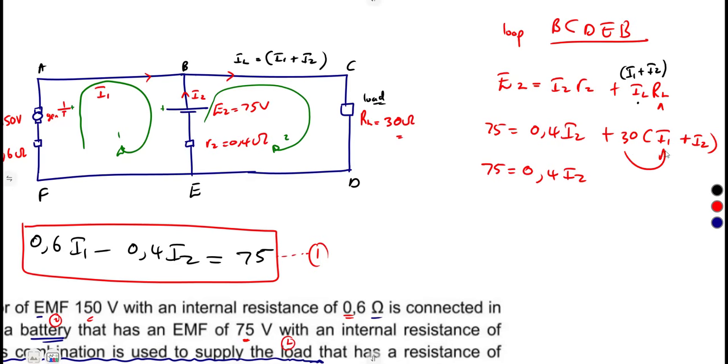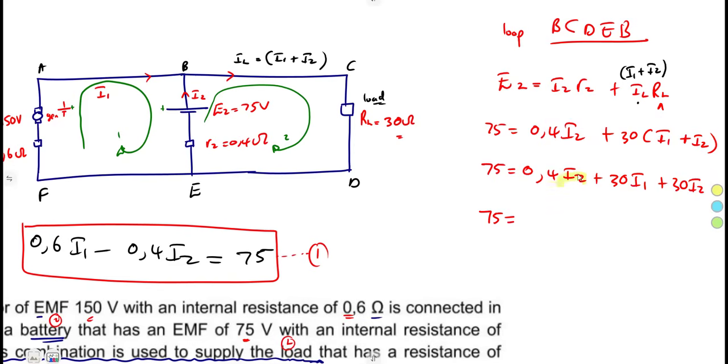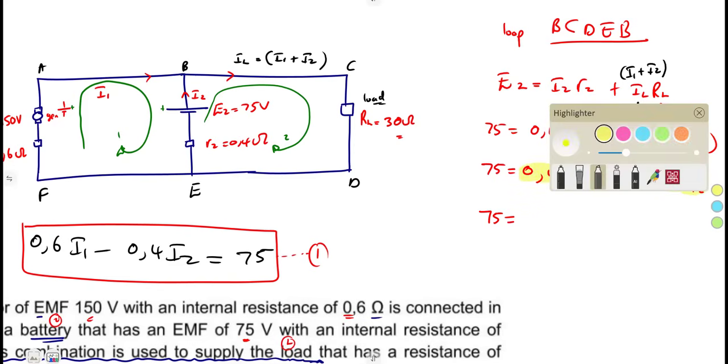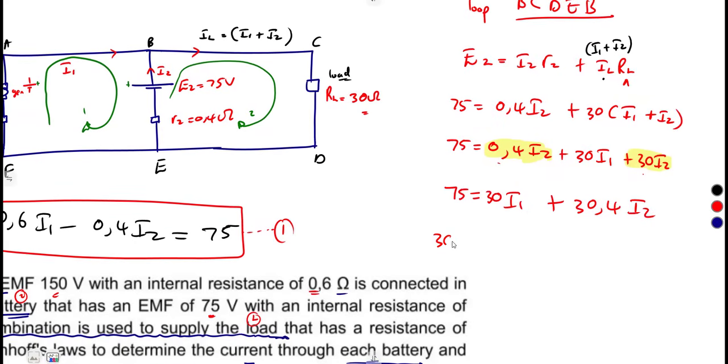30 times I1 and 30 times I2, that's 30 I2. Then collect the like terms on the right-hand side of your equation. So there is I2 and another I2 here. I1 is not affected. So that's 30 I1 plus 30 plus 0.4, that's 30.4 I2. So that's our second equation that we are going to deal with: 30 I1 plus 30.4 I2 is equal to 75.